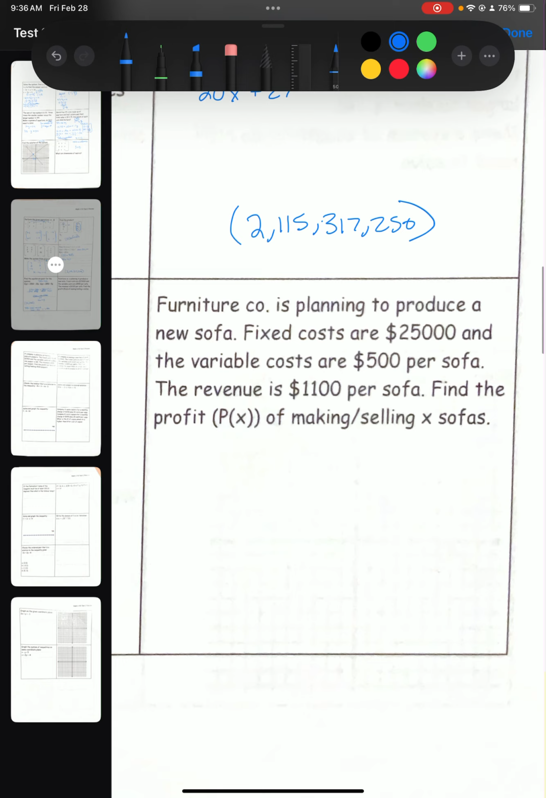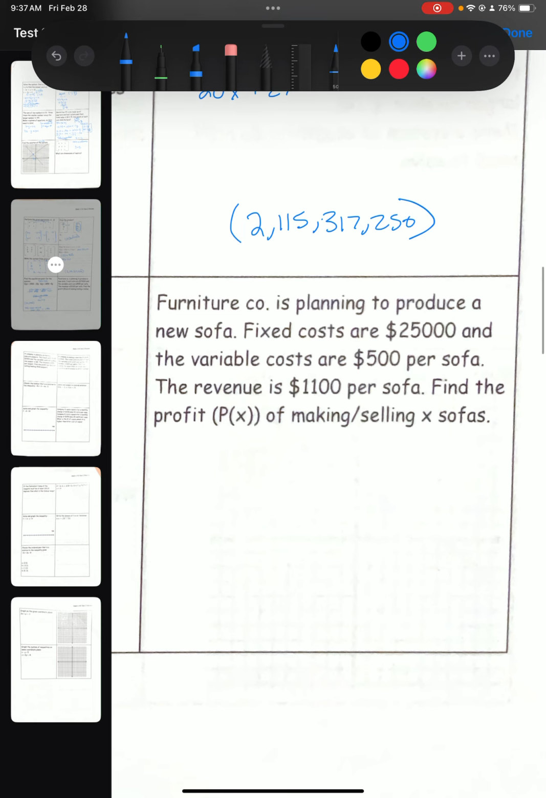A furniture company is planning to produce a new sofa. Fixed costs are $25,000 and the variable costs are $500 per sofa. The revenue is $1,100 per sofa. Find the profit. Again, remember what our profit is. Profit is our revenue minus our costs. Basically, it's seeing if we're making money or if we're losing money through this process.